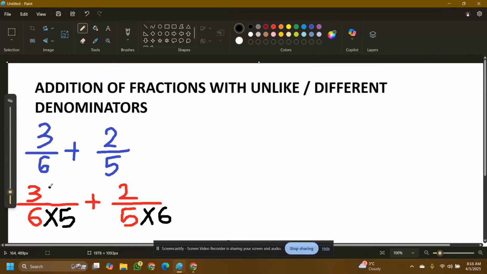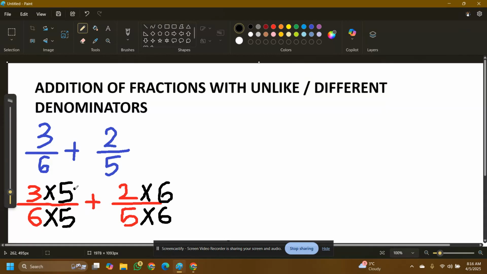But what happens to the numerator? We cannot just change the sum. 3 over 6 cannot change into a 3 over 30, or 2 over 5 cannot change into a 2 over 30. The sum has to remain the same. How shall we do that? So, I'm also going to multiply a 5 with the numerator as well. On this side, I'm going to multiply a 6 with the numerator as well.